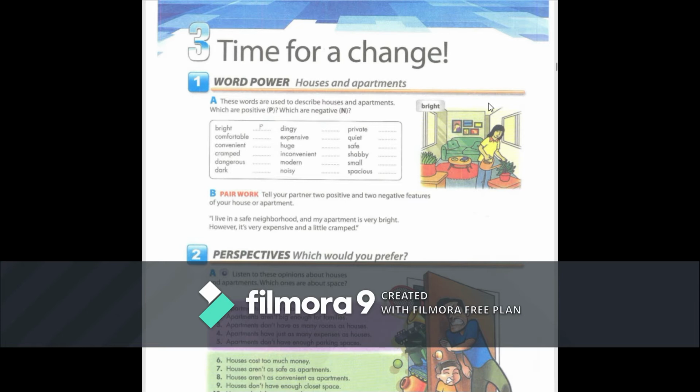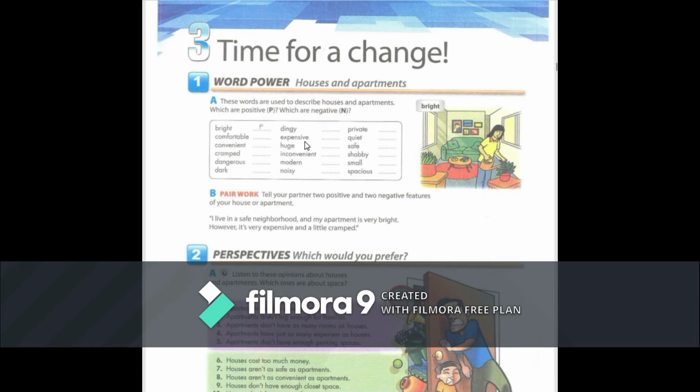Okay, first we're gonna read all the words here, and after we read these words, we're gonna explain each word, what does it mean, and after that, we're gonna say if this word is a positive thing or a negative thing. Like when we describe the houses and the apartments and say this kind of word, does it mean something positive or does it mean something negative?